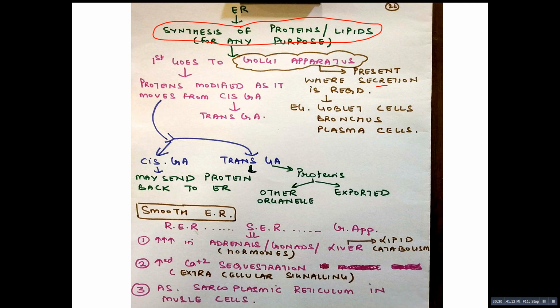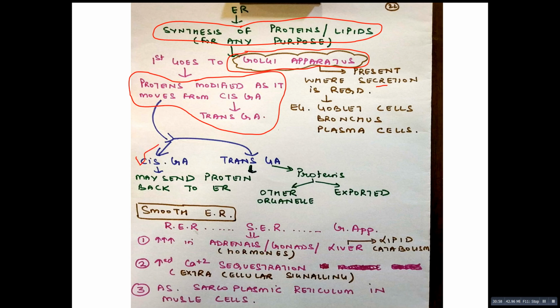Here, what happens in the Golgi apparatus? The proteins are modified as they move from the cis Golgi apparatus to the trans Golgi apparatus. So, what happens in the cis Golgi apparatus? If the protein is not up to mark, they may send the protein back to the endoplasmic reticulum. But if the proteins are all right, they are normal, they will either go to other organelles or they will straight away be exported to other cells.